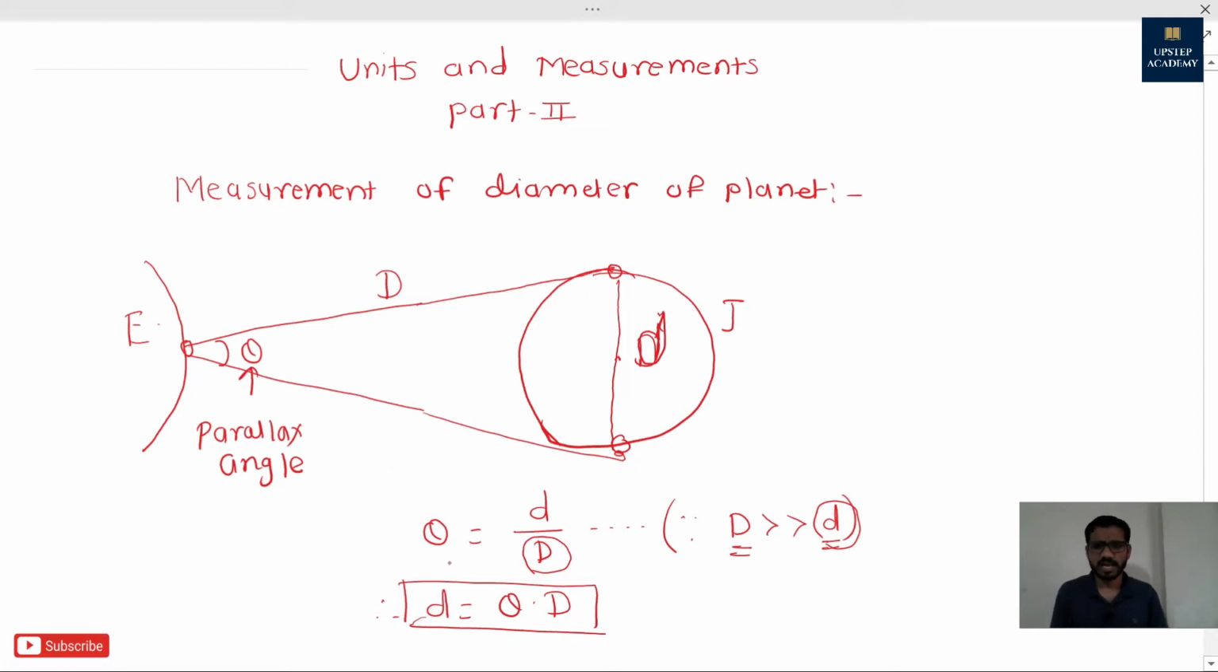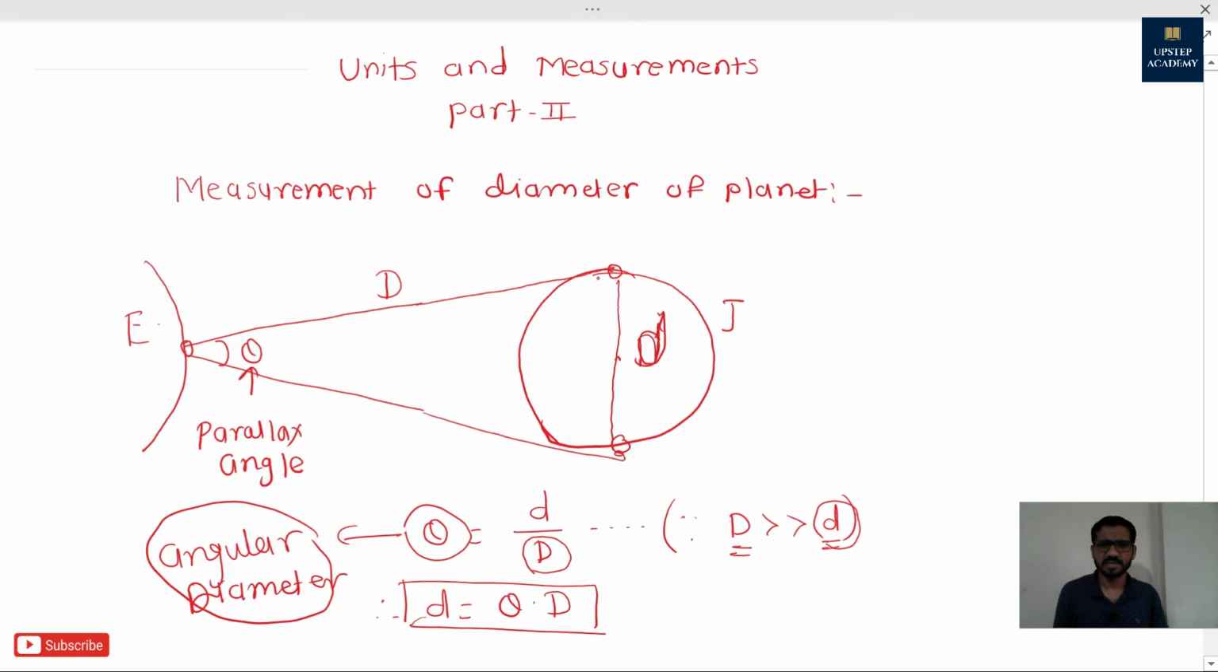One more thing I have to mention over here: this theta is nothing but the angular diameter. The diameter of the other planet makes an angle at the point on the Earth. That is why this diameter subtends an angle, which is called the angular diameter. This is a very important concept to know.